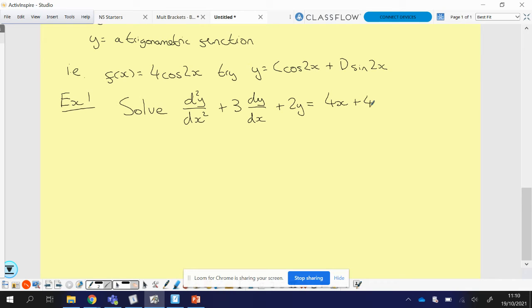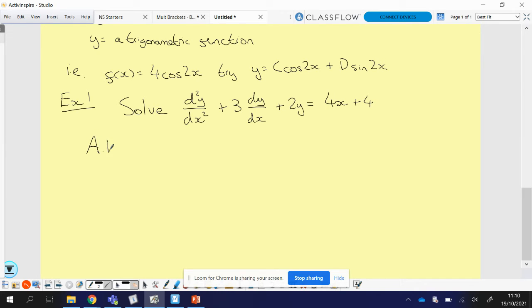So you can see I've got something on the right hand side now. In this case, it's a polynomial, but it's not too bad. It's a polynomial of degree 1, the biggest power on the x is 1. What we still need to do is solve it as if it equals 0 on the right hand side. So in order to do that, we get our auxiliary equation.